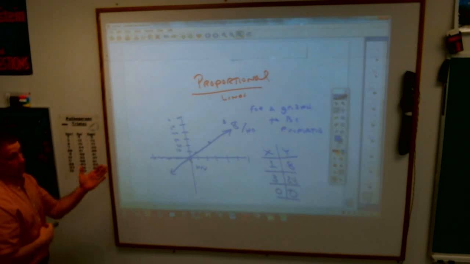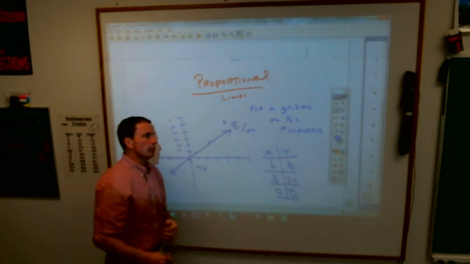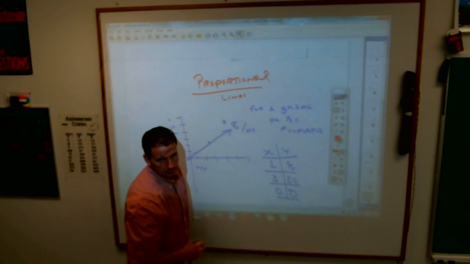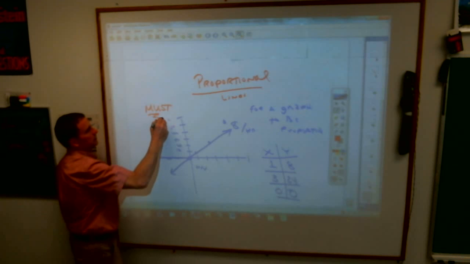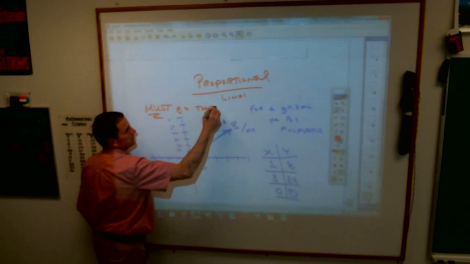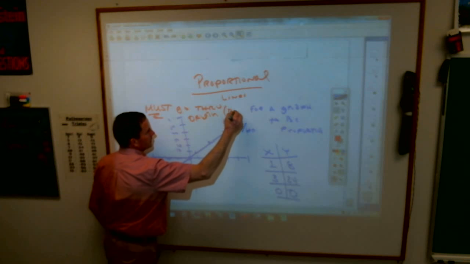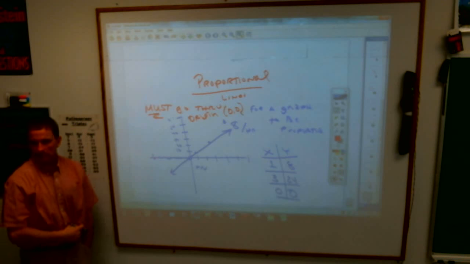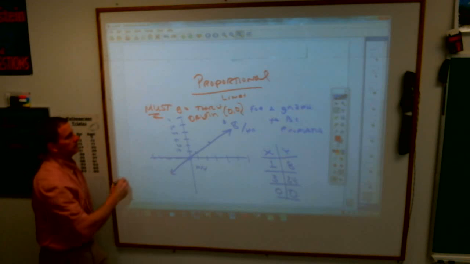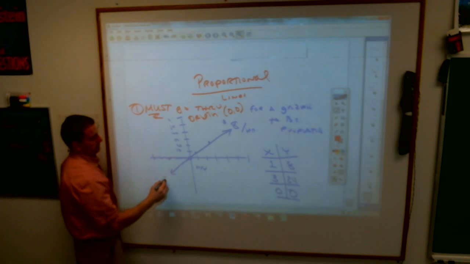What two things have to happen for something to be proportional when you graph it? Grace has one. It has to go through the origin. It does, very good. It must go through the origin, and the origin is 0, 0. Anybody know the other thing? Please, somebody besides Grace. All right, Grace, it's all yours. It has to be a straight line. Must be a straight line.